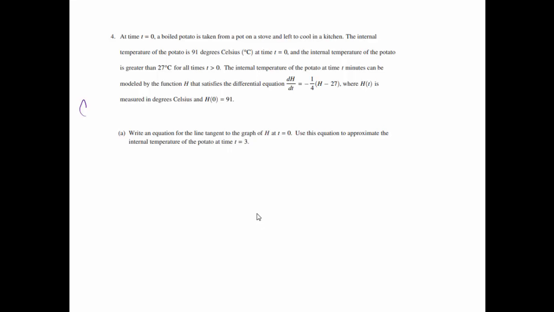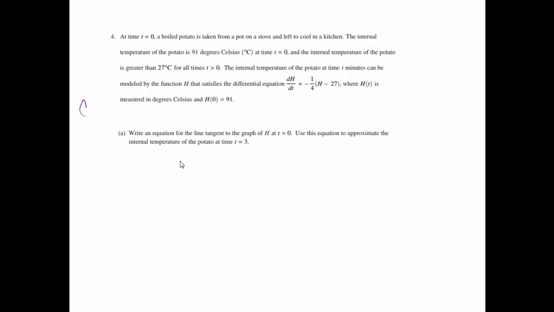Number 4, at time t equals 0, a boiled potato is taken from a pot on a stove and left to cool in a kitchen. The internal temperature of the potato is 91 degrees Celsius at time t equals 0, and the internal temperature of the potato is greater than 27 degrees Celsius for all times t greater than 0. The internal temperature of the potato at time t minutes can be modeled by the function h that satisfies the differential equation given here, where h of t is measured in degrees Celsius and h of 0 equals 91.